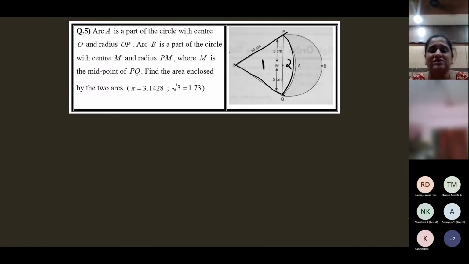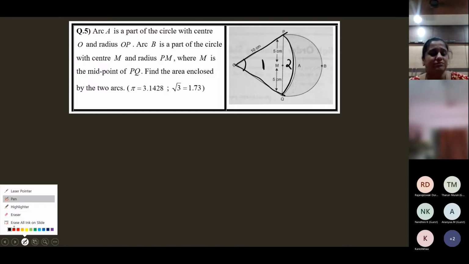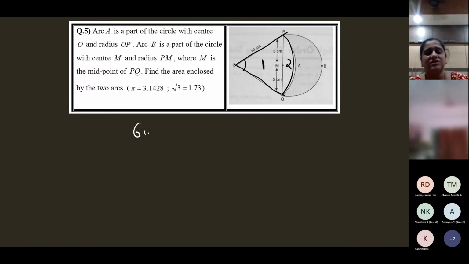The sector angle is 60 degrees because OPQ is equilateral. So 60 degrees by 360, sector angle 60 by 360 into pi r square. R is 10 centimeters. That will give you the area of the sector minus the area of the triangle. Root 3 by 4 into side square will give you the area of the segment.